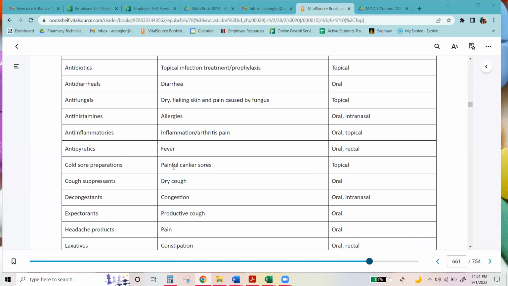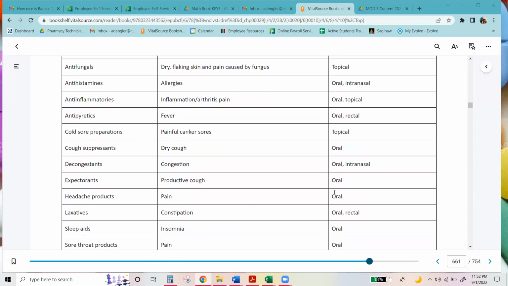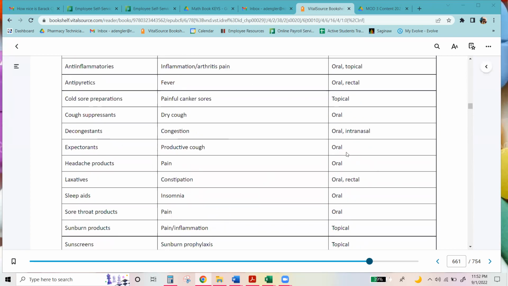Cold sore preparations that treat painful canker sores will be topical. Cough suppressants that treat dry coughs will be oral. Decongestants that will treat congestion are available as oral and intranasal. Expectorants that treat a productive cough are oral. Headache products that treat pain are oral. Laxatives that treat constipation can be oral or rectal.